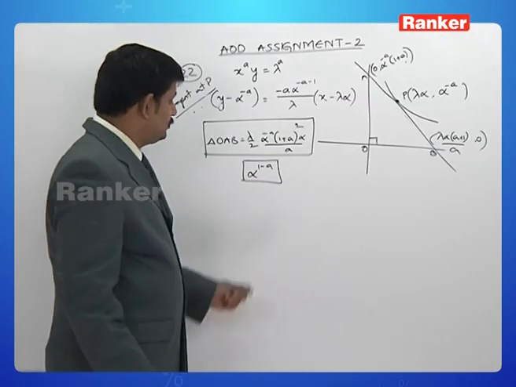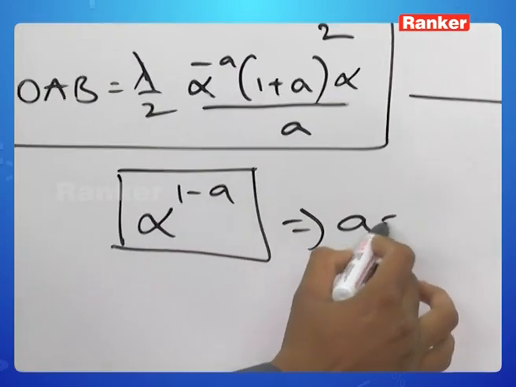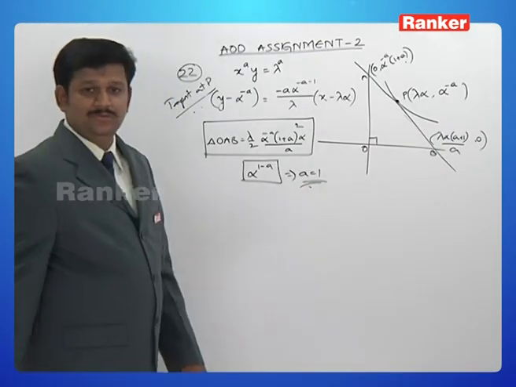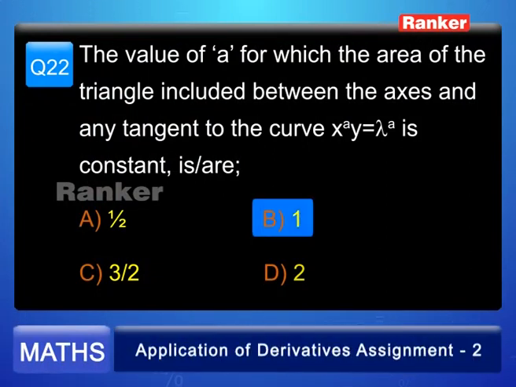For this term to vanish, alpha power has to be 0 or a has to be equal to 1. For this to vanish, power of alpha should be 0 and a should be 1. So the answer is option B.